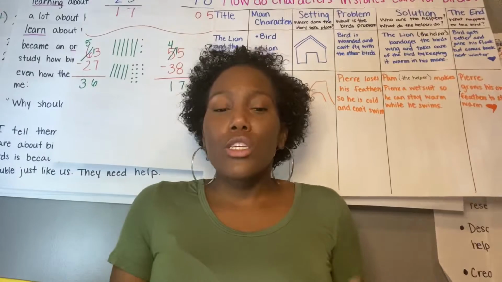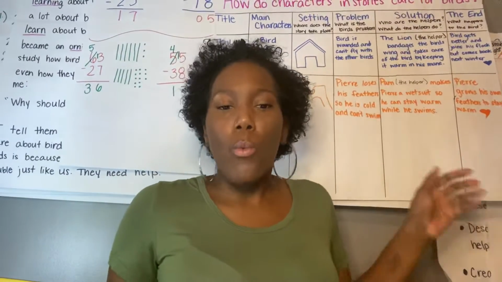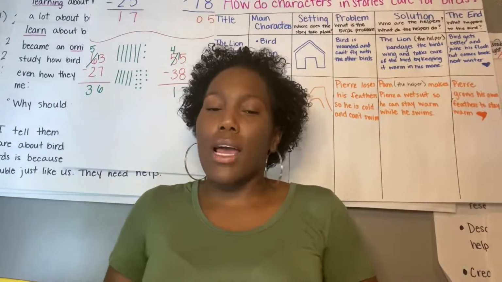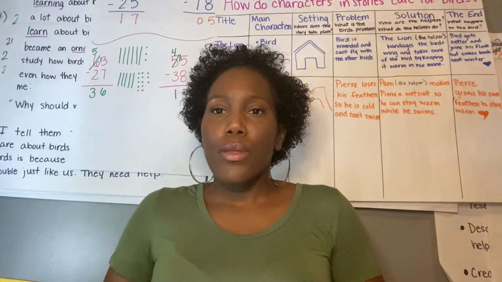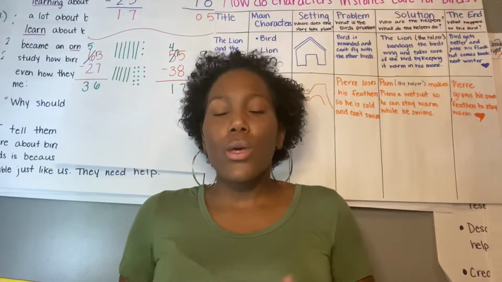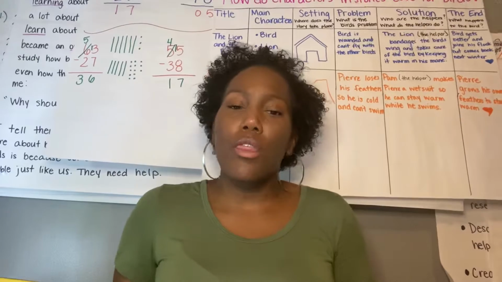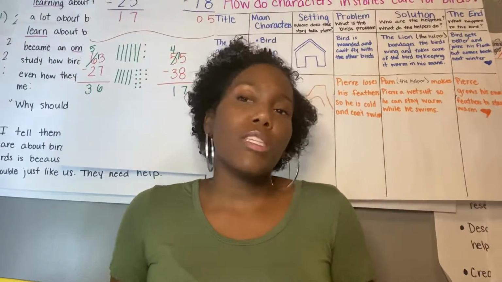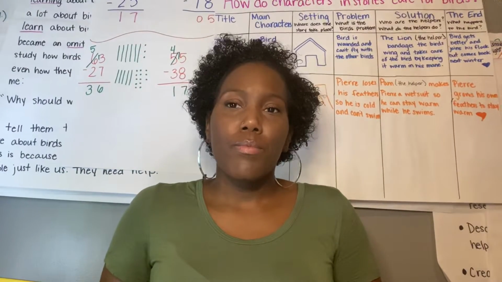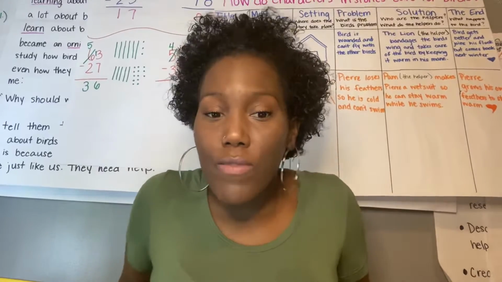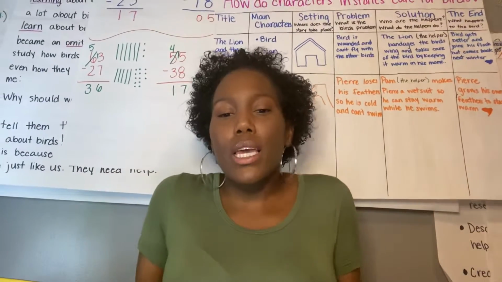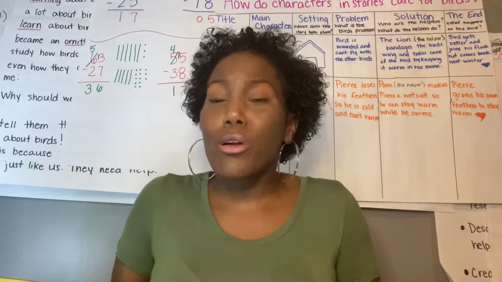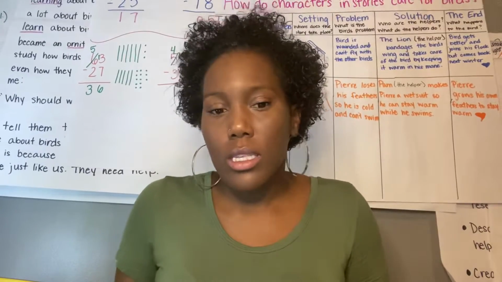I want you guys to use the chart to think about what is the bird's problem in The Lion and the Bird. Right, the bird is wounded, so he can't fly away for the winter with the other birds. And what's Pierre's problem? Exactly, he lost all his feathers, so he's cold and he can't swim, and the other birds are afraid of him because of how he looks.